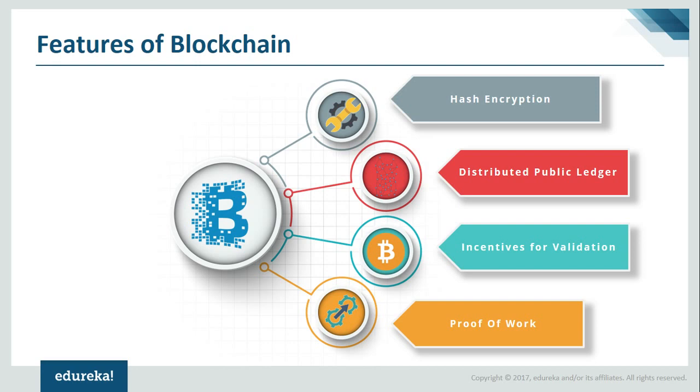Then comes the distributed public ledger. Now, as I had mentioned earlier, all the transactions that you would be performing using Bitcoins is going to be stored on the blockchain system. So therein you have a ledger. But this ledger is not a centralized ledger like how you have in banks. This ledger is completely distributed, and anyone who becomes part of this blockchain network can get access to the Bitcoin transaction details as well as the blockchain ledger as a whole.